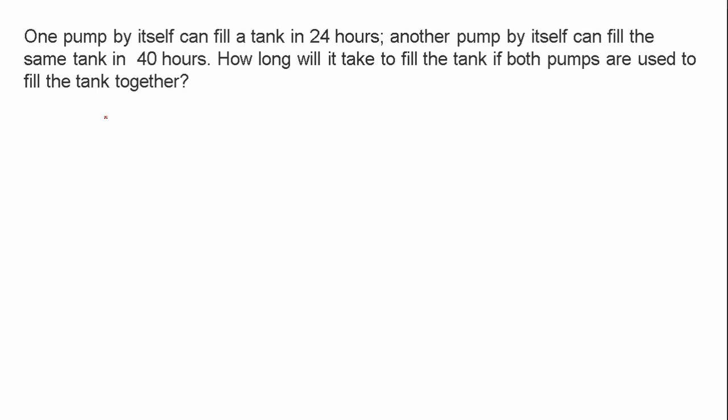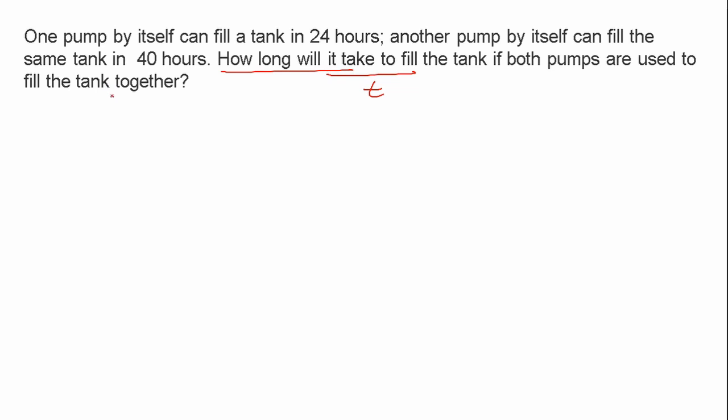It's called a combined work problem, and there's a key to setting these up, and that is to think about how much work each pump can do individually. If one pump can fill a tank in 24 hours, that means it can do 1/24 amount of work per hour, and we could represent that as this, and we're going to use t as our variable since we're referring to time. How long will it take? So we're going to use t as our variable.